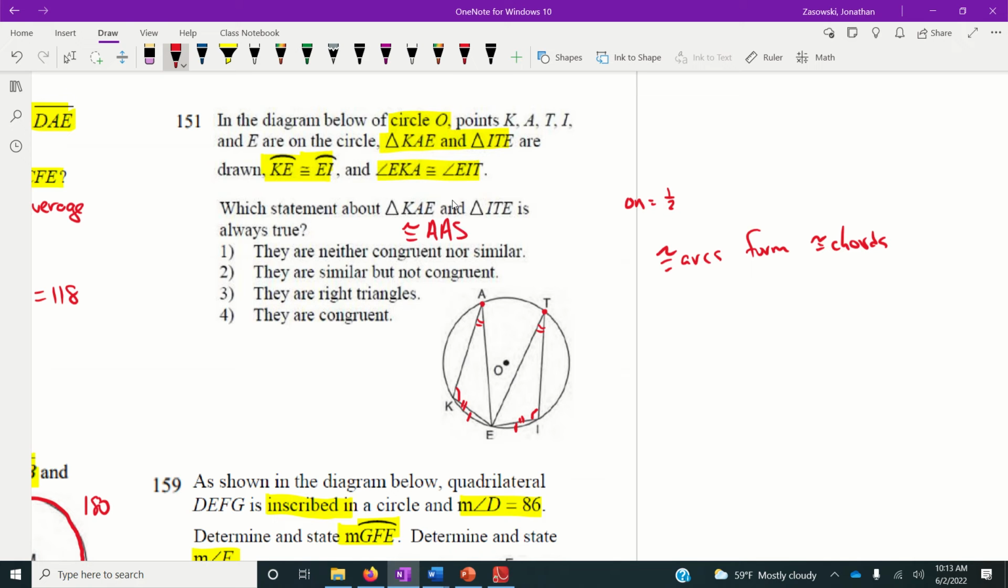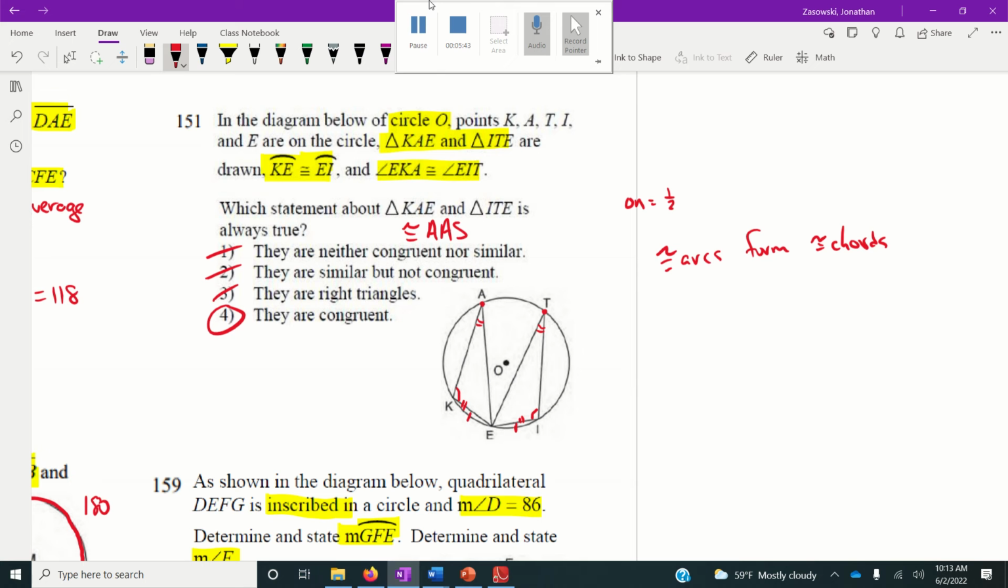So if we go through the choices, which is always true, that they're neither congruent or similar is out. They're similar but not congruent is now out. We don't know the right triangles. In fact, we know they're not because these angles are not formed by a diameter. So they're more than half the circle. So these two angles have to be more than 90, and instead we're going to choose choice 4. Let's take a look at the next one.